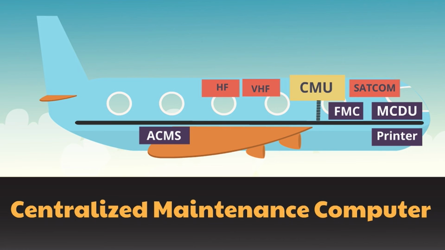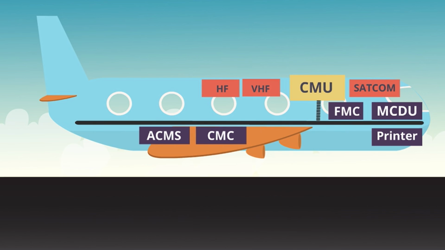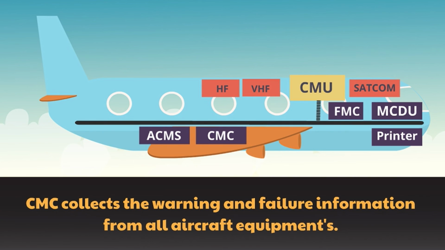Centralized Maintenance Computer, CMC, and Flight Management System, FMS, are used to send and receive information via data link without requiring crew intervention. CMC collects the warning and failure information from all aircraft equipment.